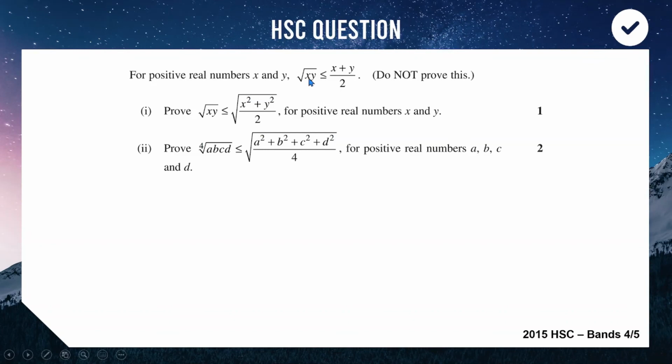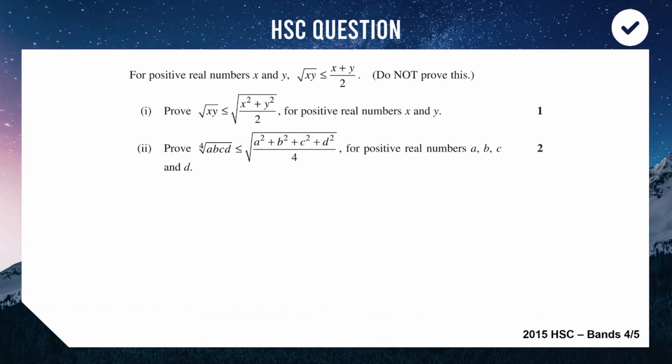Okay, they've already told us that the square root of xy is less than or equal to x plus y over 2, which is good because I've already proved that twice today, and they are giving it to us for free. Okay, from that, prove that the square root of xy is less than or equal to the square root of x squared plus y squared over 2.